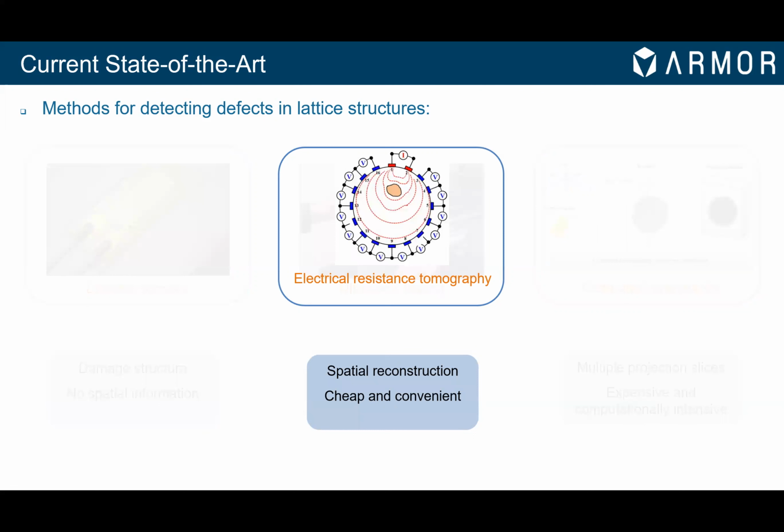With these limitations in mind, this work aims to address some of those challenges by employing electrical resistance tomography, or ERT, in order to localize damage in these cellular lattice structures, where we believe that ERT can provide sufficient spatial resolution and is a relatively cheap and convenient technique for performing damage detection.